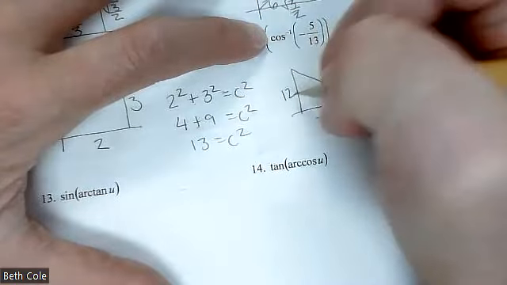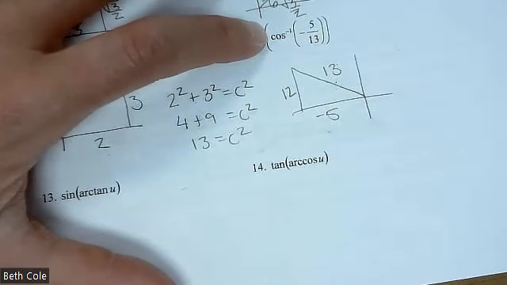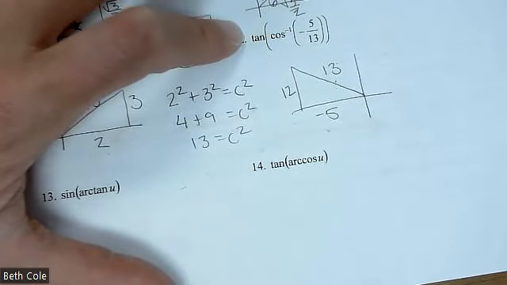12. Good. 5, 12, 13. If you don't remember that, it's totally fine. You can just do Pythagorean theorem. But if you remember it, it saves you some work. All right. Hey, look it. Are you looking? I'm going to take my finger back off of this.